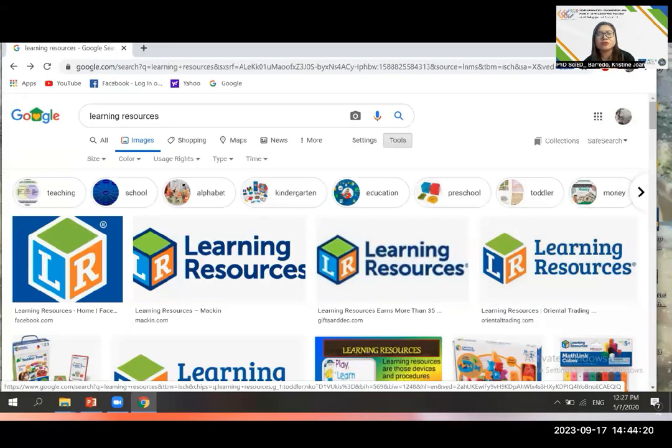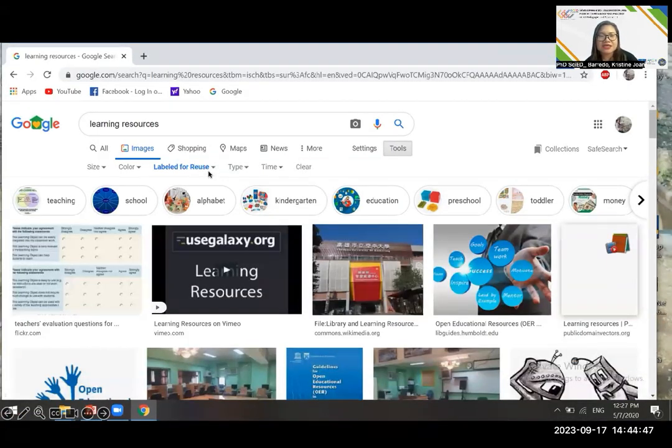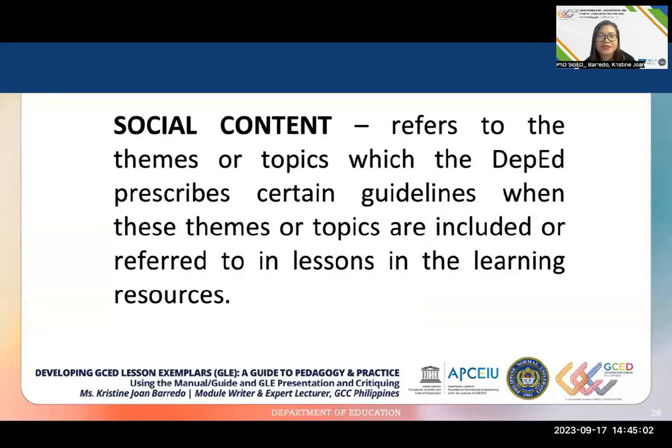You could use these tools in the Google platform to know if the picture is usable and does not have copyright concerns. Use the tools here and then change the usage rights. There is a drop down arrow here under usage rights. It should be labeled for reuse. So these are not copyrighted, so these pictures you can use because they are not copyrighted.